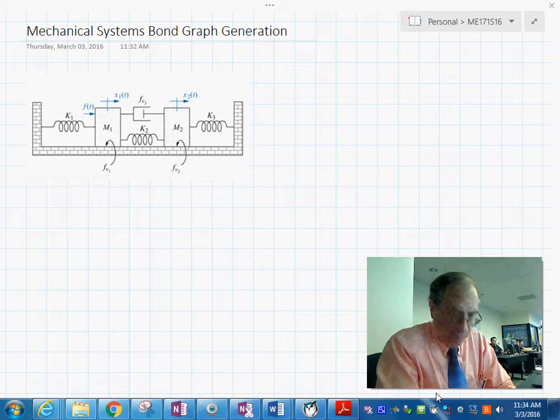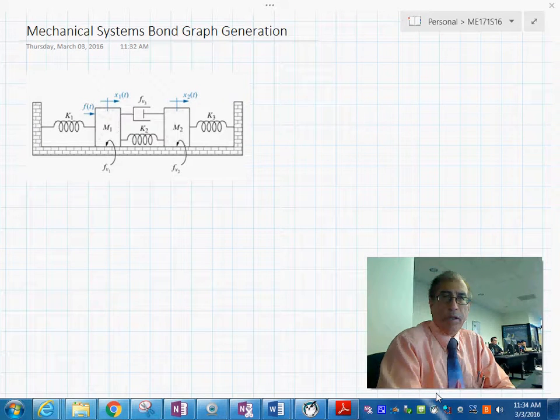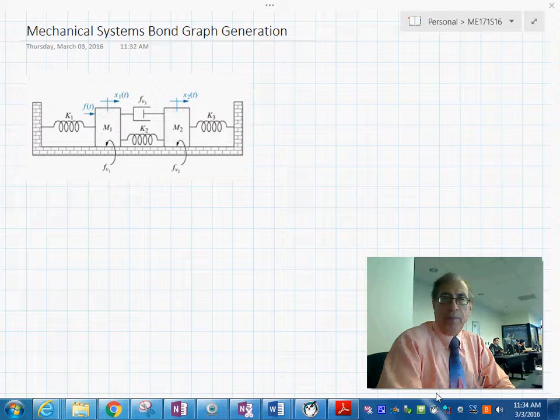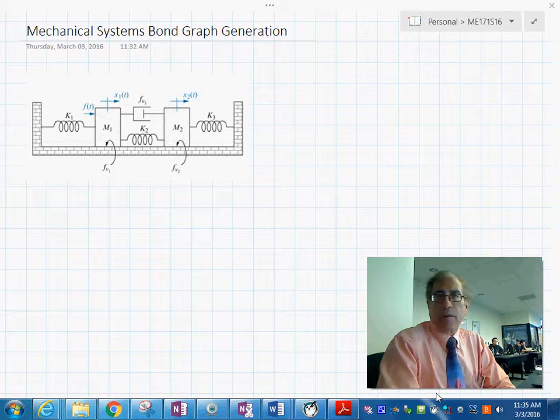On the screen you have a mechanical system here, and our objective today is to be able to generate a bond graph model from it. So what I want to show you are the steps that you need to follow systematically so that you can generate that bond graph in an easy way and with no errors.